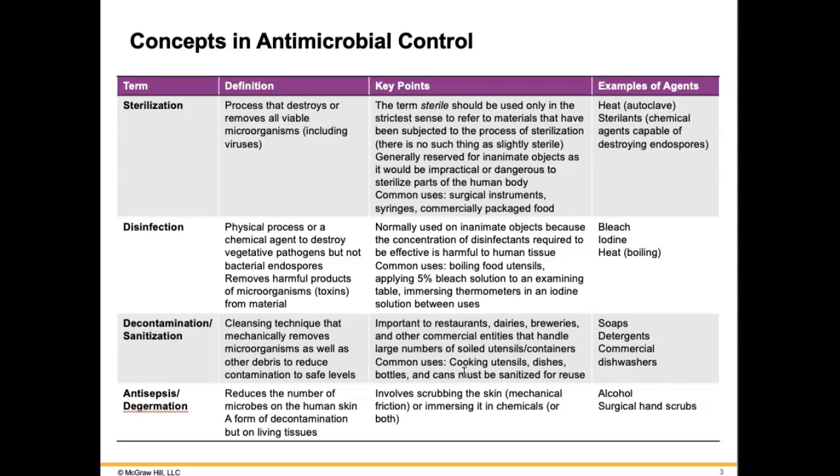Some key points here, and note that scrubbing, mechanical friction helps with this cleaning of the skin to reduce the microbes. So if you ever find yourself in a bathroom where there's no soap, we've all found ourselves there, at the very least, running your hands underwater and using friction back and forth, scrubbing your hands as much as you can while they're running underwater is helpful. That does something. It's better than nothing. Just make sure you dry them well afterwards. And then there's examples of the agents that are used in these processes.